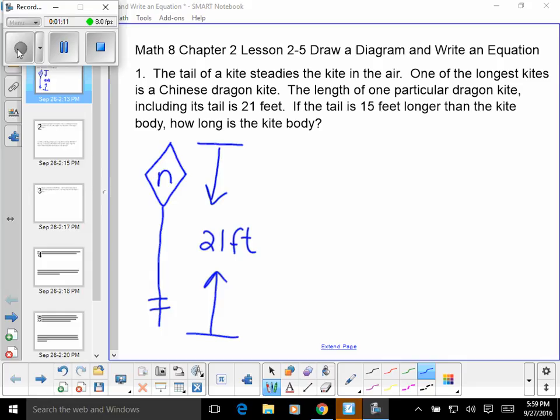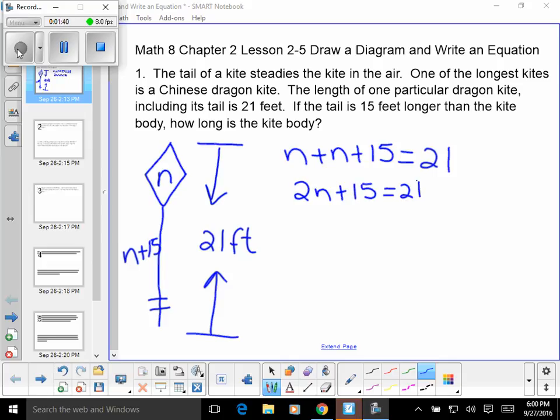So that's n. But we know the tail is 15 feet longer: the body plus 15 more feet. To get the total length of the kite, we're going to take the body plus the tail. That should equal our entire length of 21. This is where we go back to simplifying before we solve. 2n plus 15 equals 21.